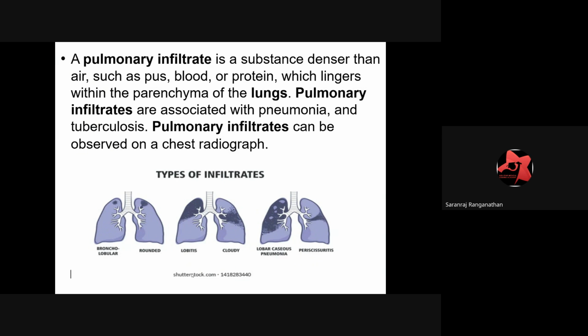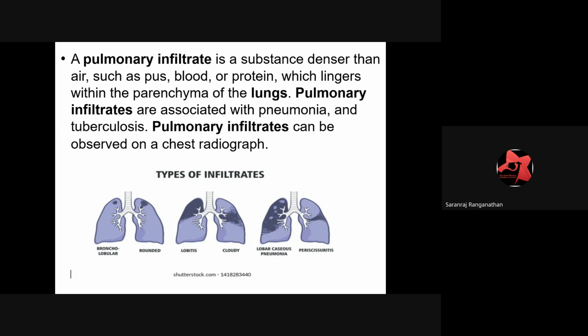Then next one, this is a condition for a pulmonary infiltrate. Usually when the patient has any infections or some other abnormalities, they get this pulmonary infiltrate. Around the lung, air will be there. But because of any infections, an accumulation of pus or blood or other proteins will be located there. It will affect the space of that lung.